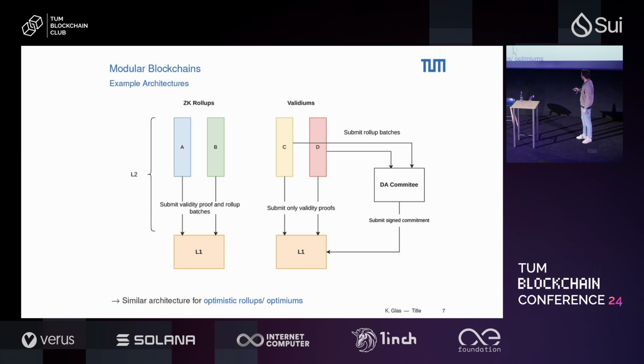Okay, and I guess that's not really visible, but the architecture is very similar for optimistic rollups and for optimiums. The only difference is that we have fraud proofs instead of validity proofs.